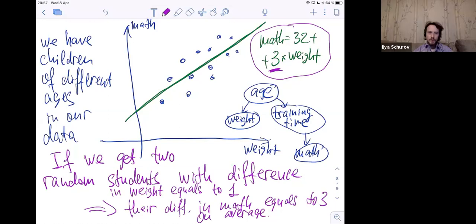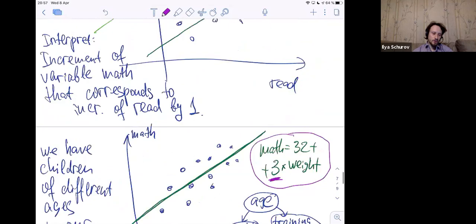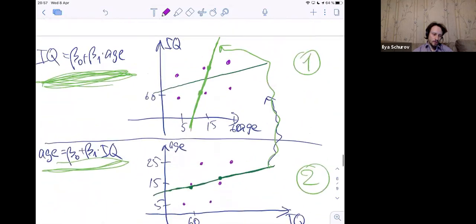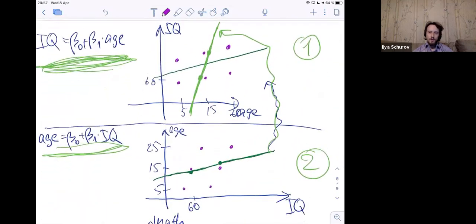Basically, yes. The choice of your model is something that you have to do using some domain knowledge, knowledge of some theory about the things that you are studying. Sometimes it is just common sense. For example, to select from these two models, we just use common sense. We understand that IQ can change with age, but it is more or less meaningless to ask how age changes with change of IQ.